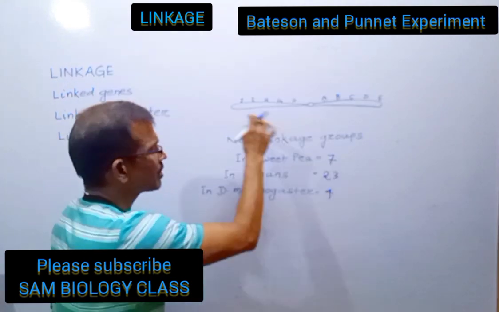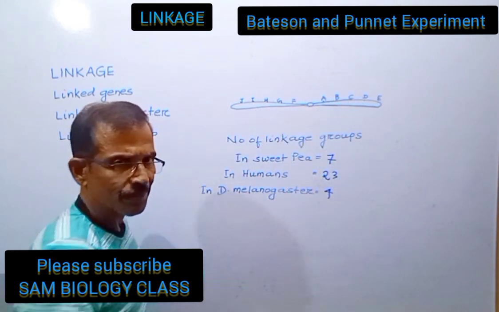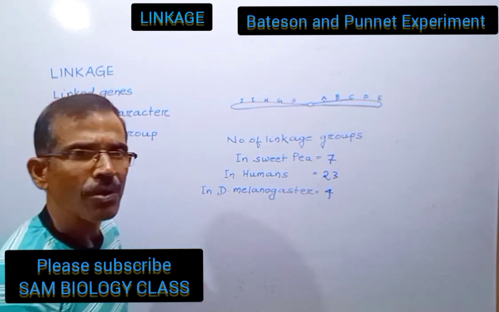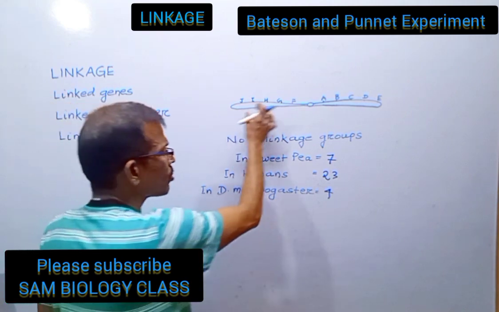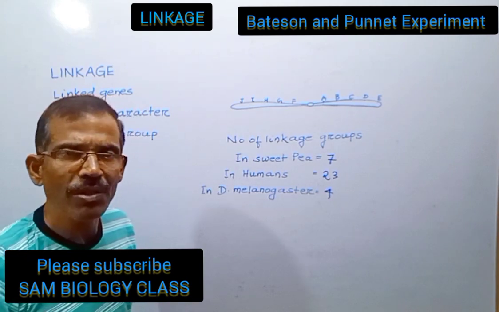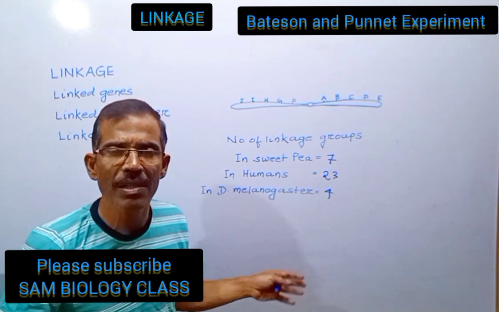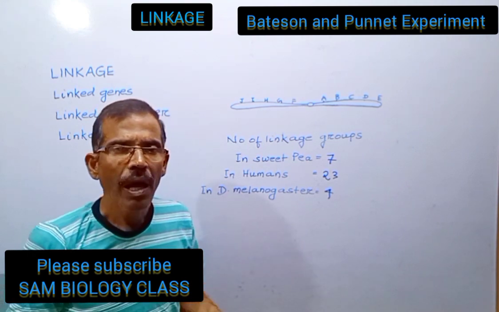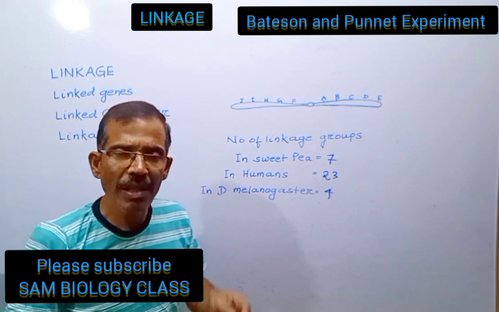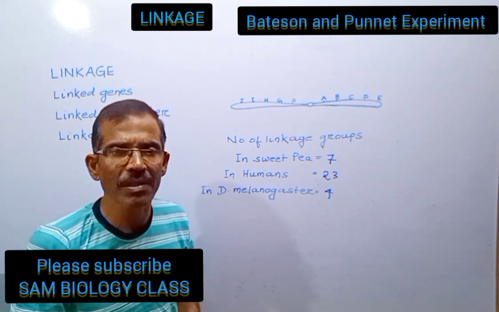In this figure you can see a chromosome and these are the genes located in it. Because all the genes are present in the same chromosome, there is a tendency for them to be transmitted together. This tendency of genes located on the same chromosome to be transmitted together is known as linkage. The genes which exhibit linkage are called linked genes, and the characters which are controlled by linked genes are called linked characters.